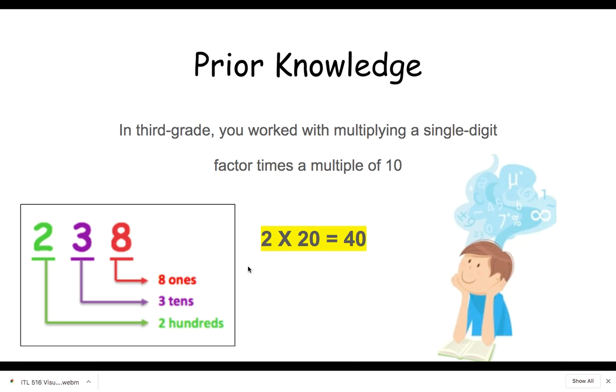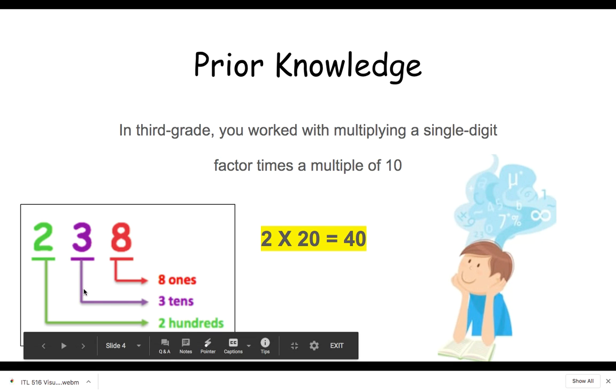And also you need to remember the place value of the digits. For example, the 8 represents the ones, 8 ones. The 3 is the tens, 3 tens is 30. And the 2 is the hundreds, so 2 hundreds.